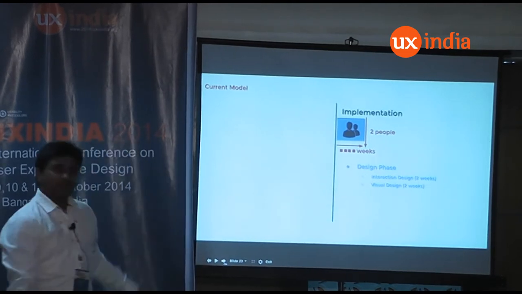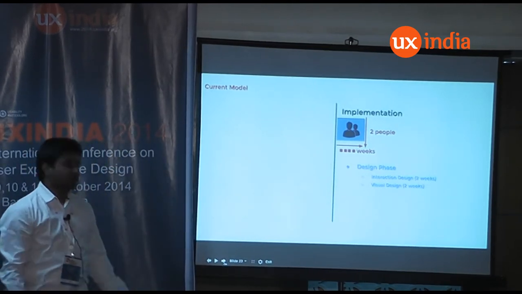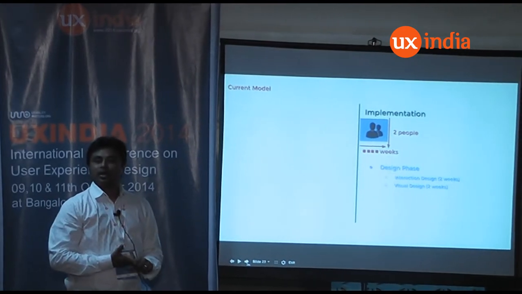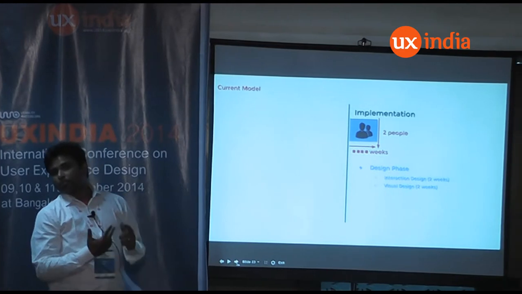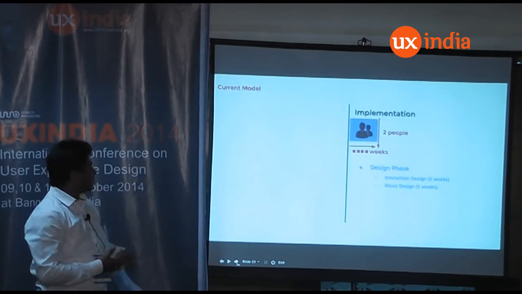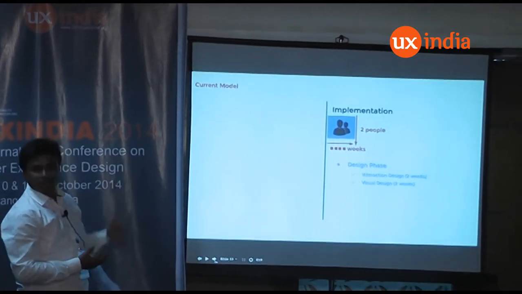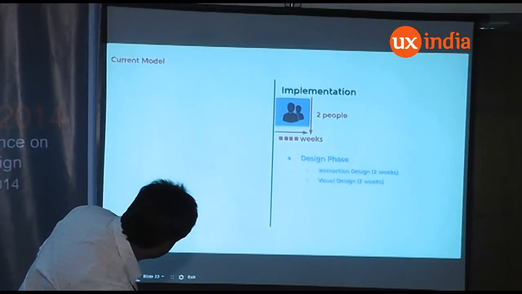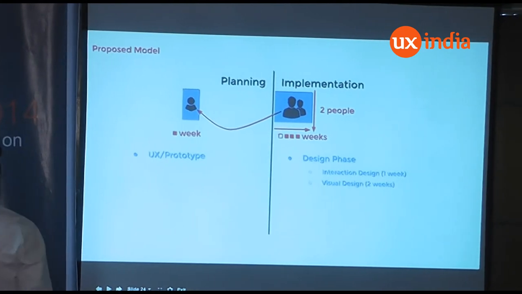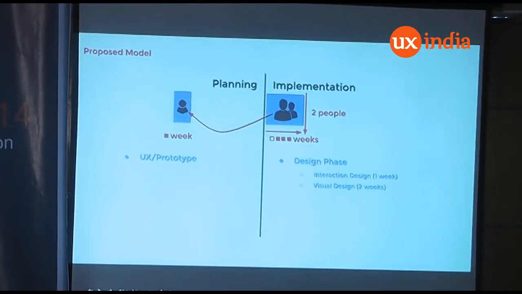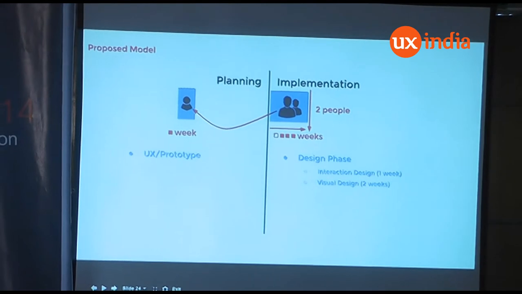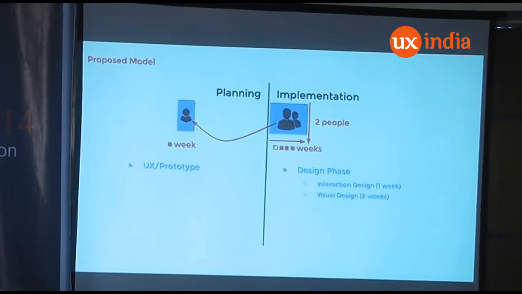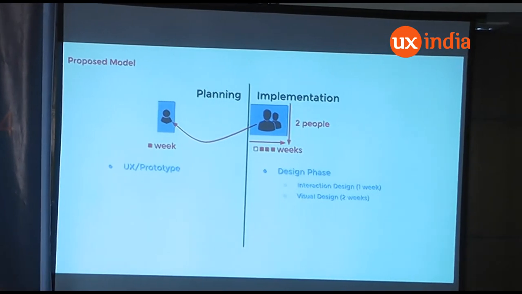And your current model is something like this. You're giving four weeks to two designers, and allowing them to do some visual and interaction design, like two weeks. If this is your current model, what I'm proposing is to put one of the two people in the planning time, and give him one week. You'll spend the same one week in the implementation time, because by then they'll have better clarity on that.